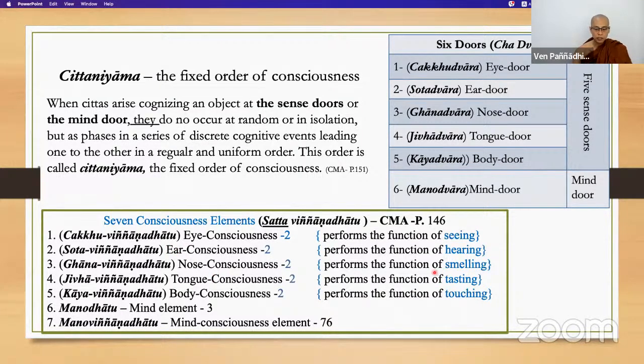Nose consciousness performs the function of smelling. Tongue consciousness performs the function of tasting. Body consciousness performs the function of touching. So when you are aware of touching, you know it through the body consciousness. Also, we already explained the function as the object. What you see is visible form. You need to check the table we have explained.